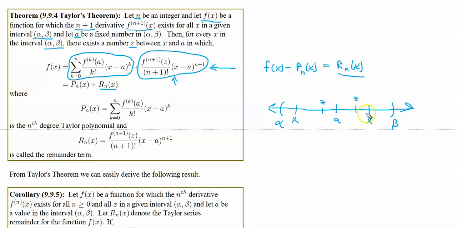Okay, so that's graphically how you should visualize the relationship between the x, the a, and the z. Z is always going to lie between x and a, and you should think of a as being a fixed value about which you're finding your Taylor series expansion. Okay, so that is the formal statement of Taylor's theorem, and it is very important to remember that this is what we call our remainder term.